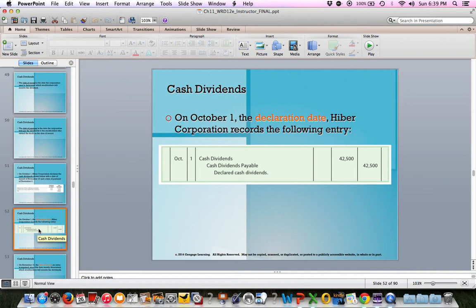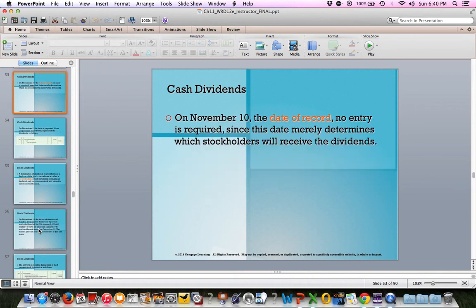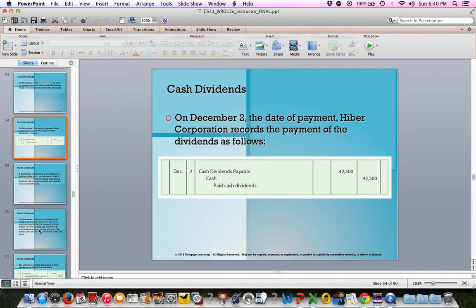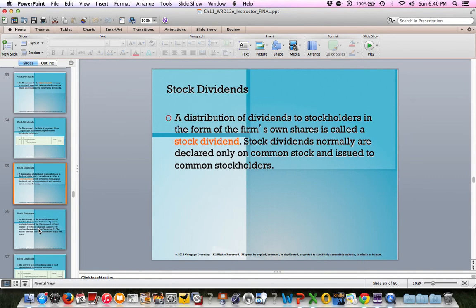On October 1, the declaration date, Hibbert Corp records the following entry: debit cash dividends, credit dividends payable for the total amount of dividends to be paid. On November 10th, no entry is required. Basically, that's just the date we use to say who receives the dividend. Whoever owns shares on this date receives the dividend. Then on December 2nd, the date of payment, we debit the liability and credit cash. We actually transfer the funds to the accounts of the stockholders.